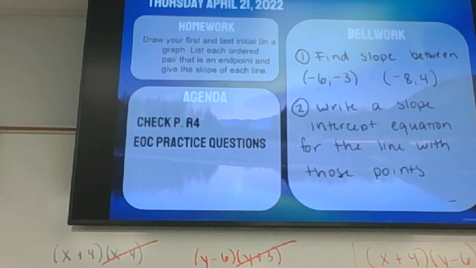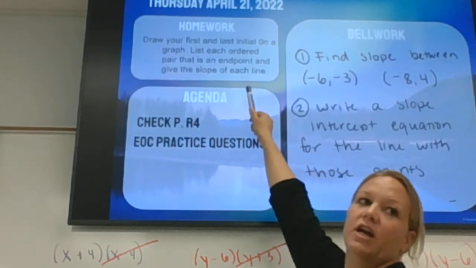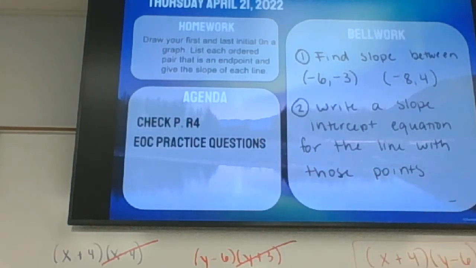Does everybody understand the assignment? It's something like that. The homework: draw your first and last initial on a graph. List each ordered pair that is an endpoint and give the slope of each line. That's the homework. Each line.